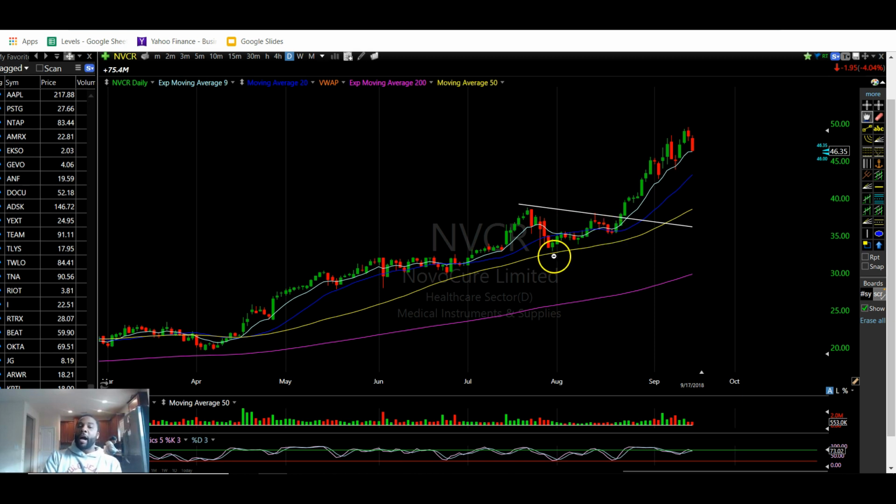This is a perfect example of higher lows. 1, 2, 3. 1, 2, 3. Higher lows. Boom! Look at that. And you get that breakout there, right? And you get another higher low, right? Boom. And another higher low. Boom. And another higher low. Boom. And another higher low, right here.